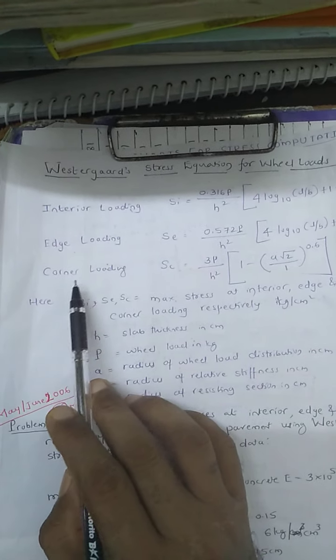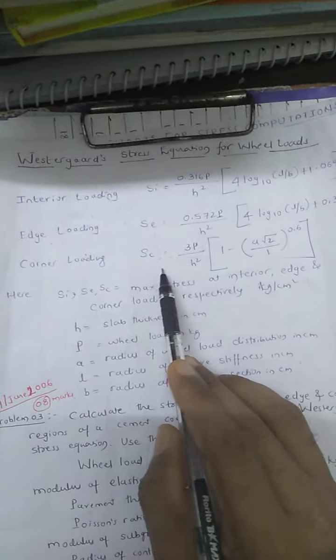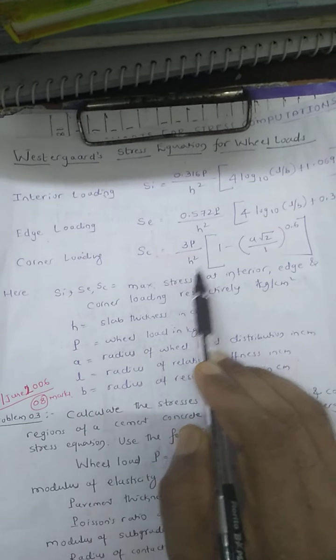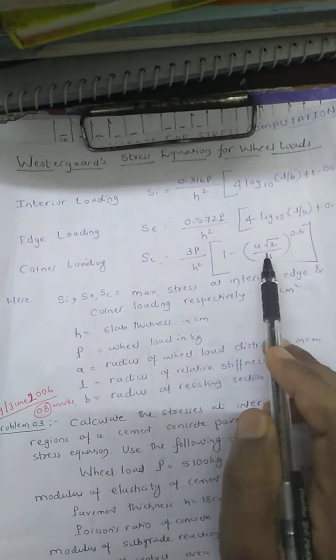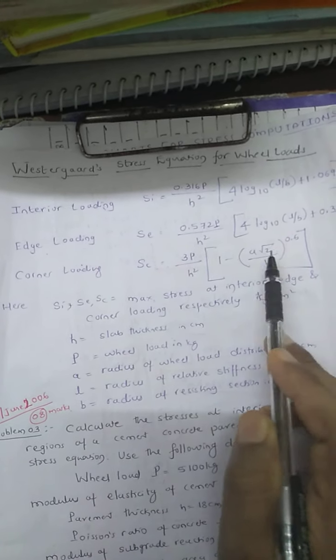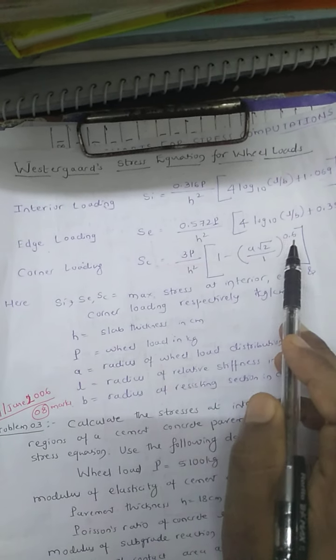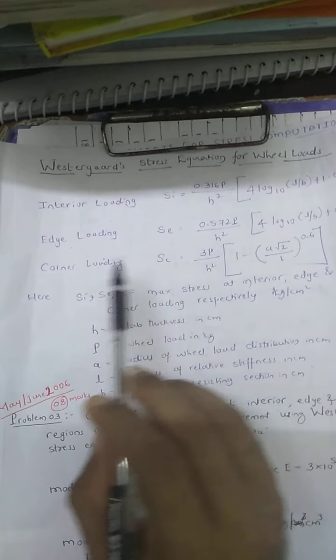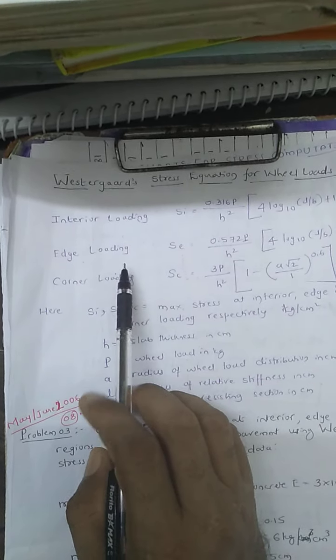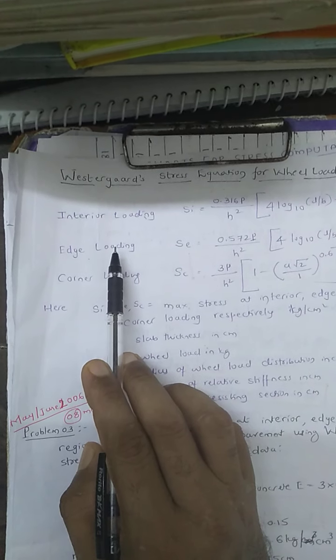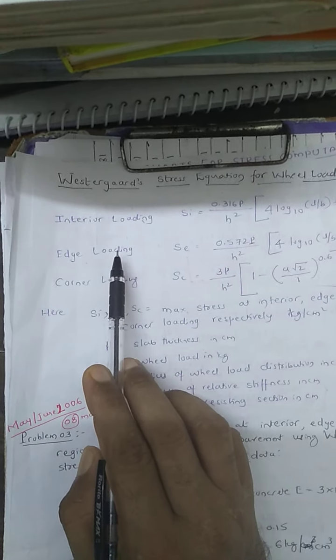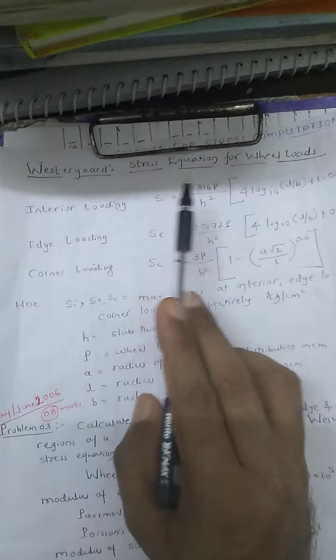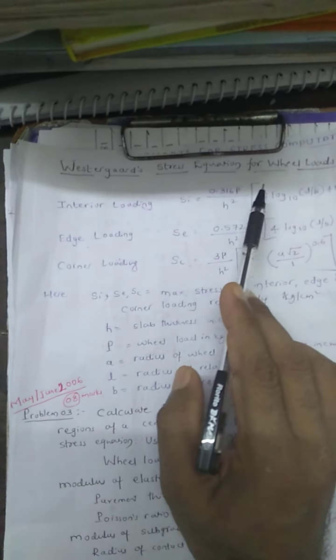And the last, that is corner loading, that is SC is equal to 3P divided by H square into 1 minus bracket A into square root of 2 divided by L, raised to 0.6, bracket close. This is the corner region. So these are the three regions for which we are going to find the stresses in the concrete pavement by using Westergaard's stress equation for a wheel load.